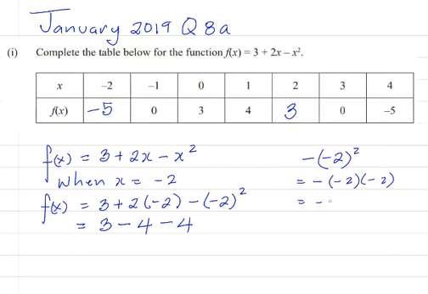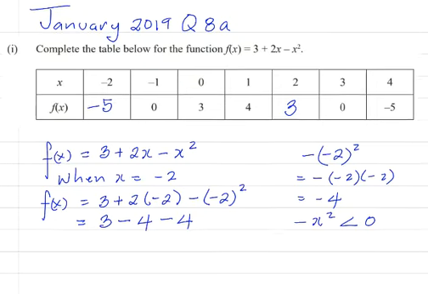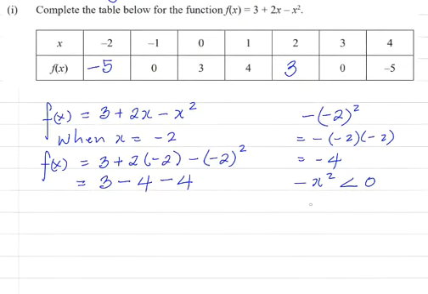It's sort of useful to remember that minus x squared is less than 0. In other words, minus x squared is always negative. It's also useful to remember that x squared is always positive. So this is minus 5 here. So when x is equal to minus 2, f of x is minus 5.